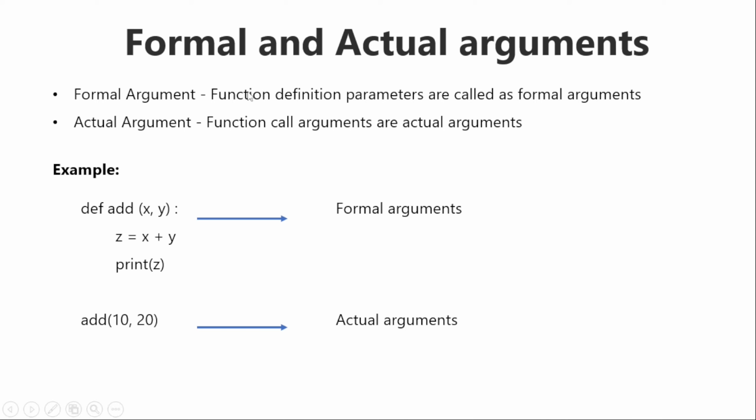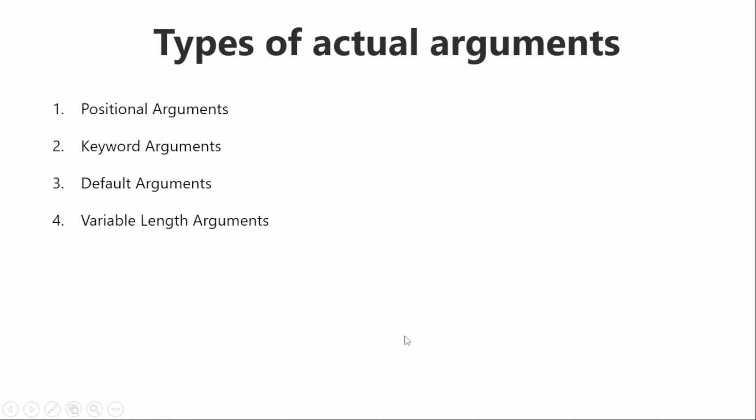When defining a function, any arguments you pass are called formal arguments. When you are calling a function, any arguments you use are called actual arguments. Now let us move to the types of actual arguments. There are 4 types of actual arguments: positional arguments, keyword arguments, default arguments, and variable length arguments. We will go through them one by one. First let us move to positional arguments.